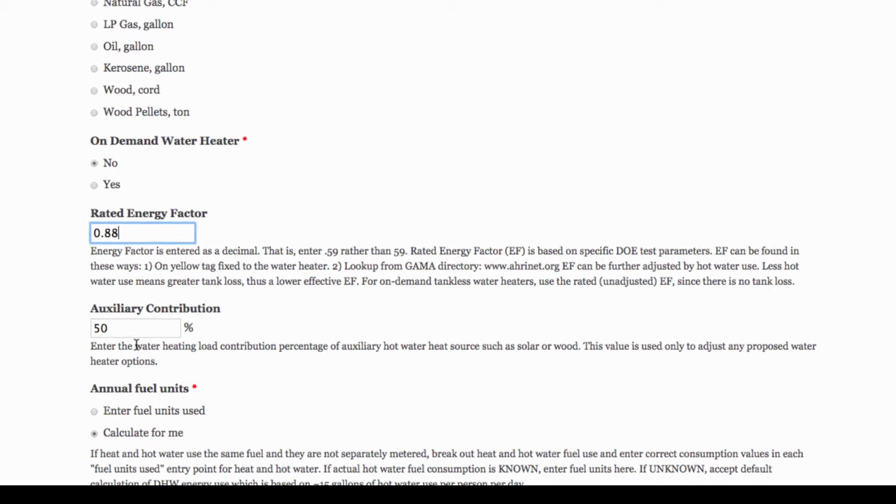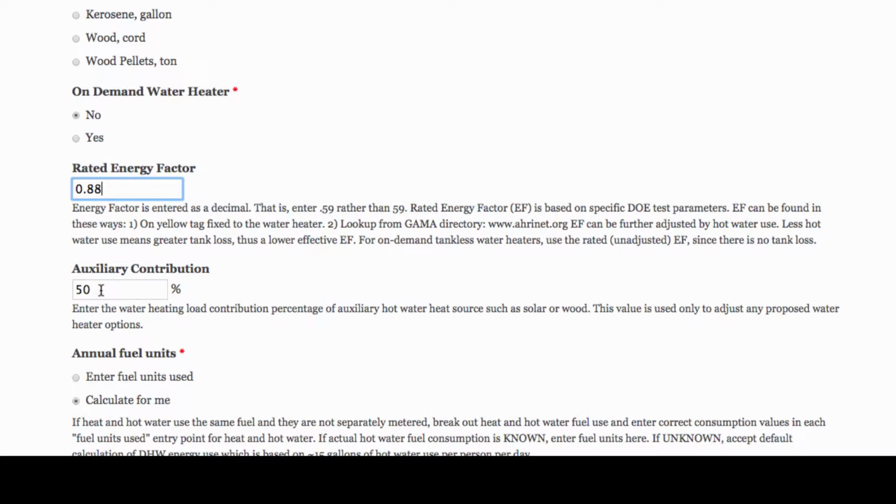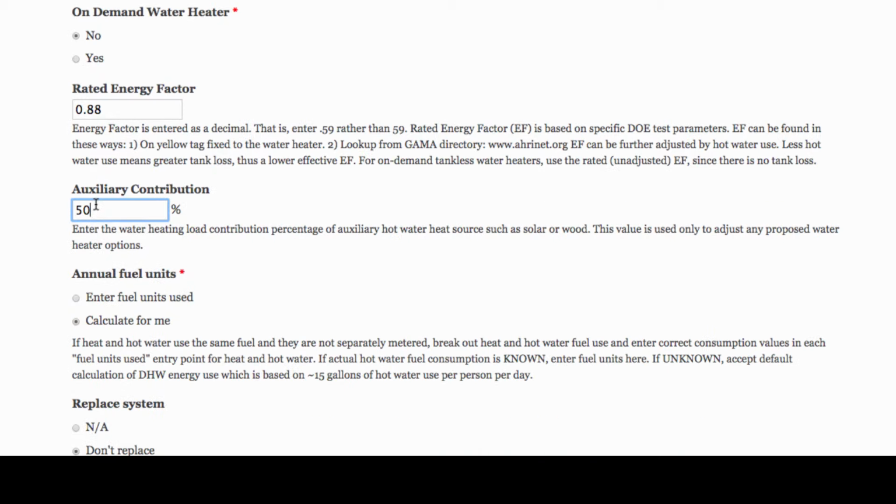Auxiliary contribution. You would enter something here if there was some other hot water system supporting or preheating the existing storage tank. For example, if there was a solar energy system that preheated the water during certain parts of the year, you'd put whatever that contribution percentage is here. If there was a wood stove loop or a boiler preheat loop in the wintertime, you would also want to estimate the contribution of that system to the overall hot water energy consumption. We have none of those. We'll enter 0 for auxiliary contribution.